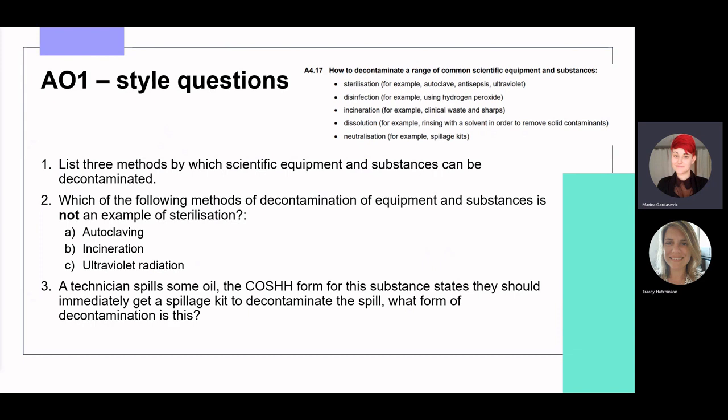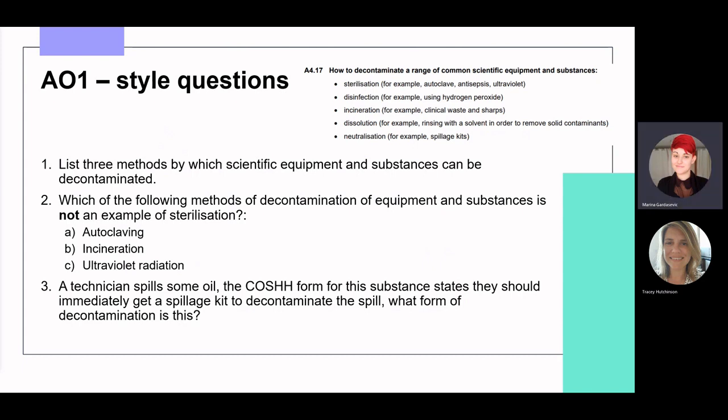So if we start with an AO1 style question, AO1, demonstrating knowledge and understanding, recalling, you could create questions of list 3 methods by which scientific equipment and substances can be decontaminated. And the answers would then be 3 of those 5 bullet points. There are also a couple of more examples on here, and you could use these to help your students structure questions around.